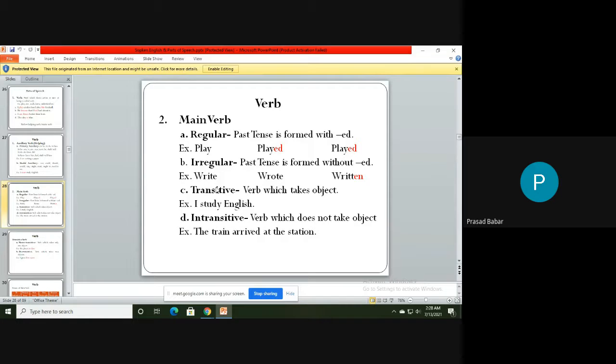We were at the transitive form. So the third type is the transitive verb, the verb which takes an object, or transitive is the verb after which we can find that an object has come. So transitives are the verbs which take an object after that verb. So a transitive verb is followed by the object. Let's clear this with an example.